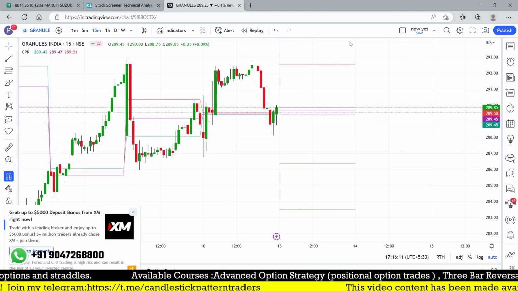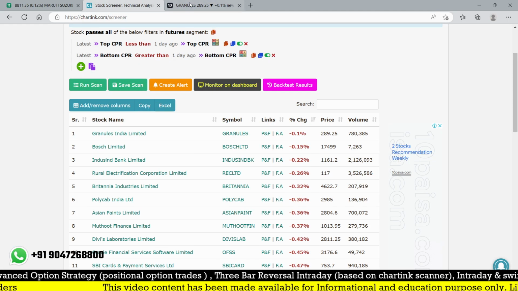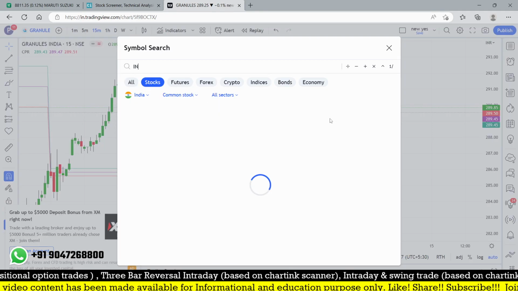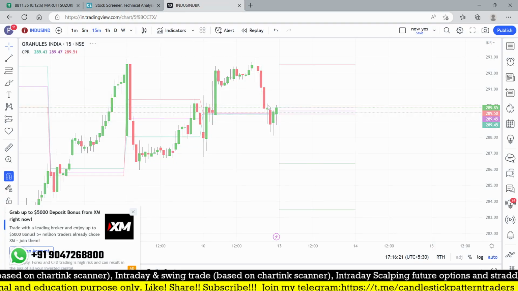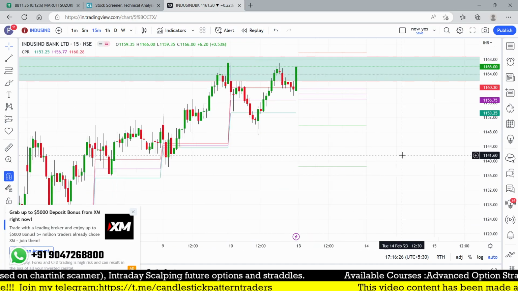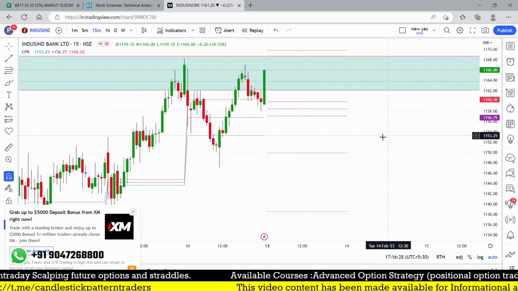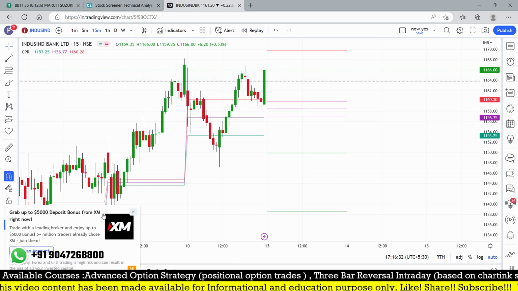Granules. What are the stocks we find out? Bosch, Indusind Bank. Indusind Bank may be inside the CPR, right? You can see, I'll remove all the drawings here.